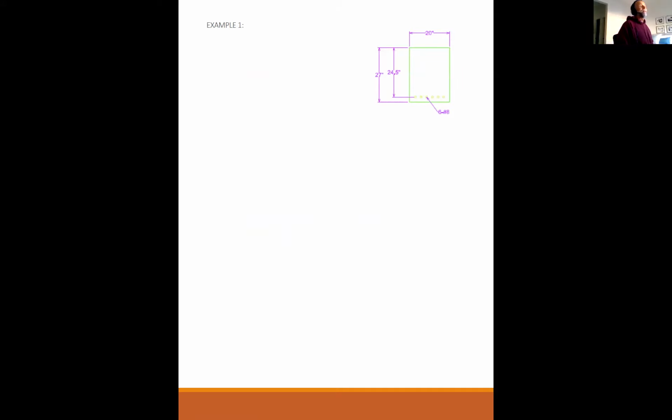So here's my example beam. I've given you the width, I've given you the overall height. I've given you the depth to the steel, and we have 6 number 8s.